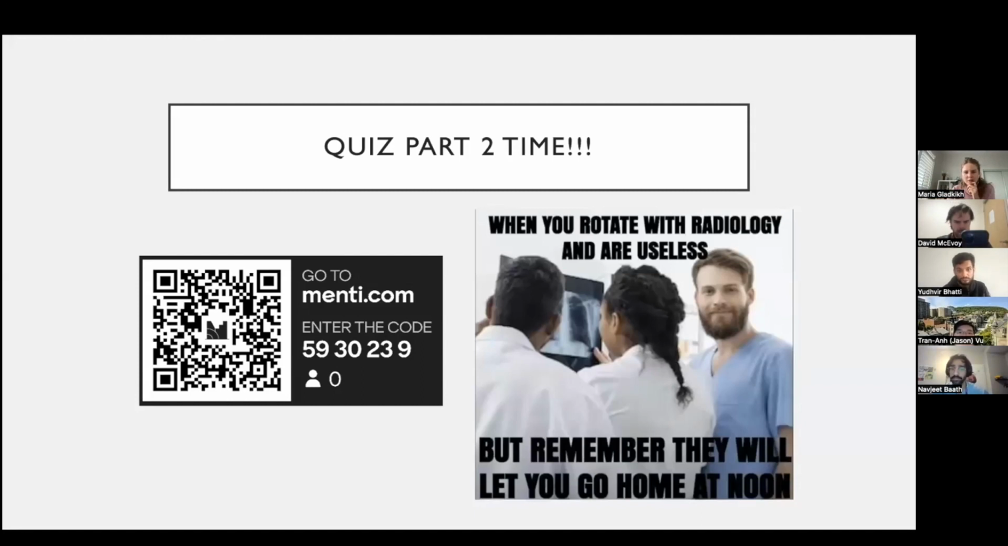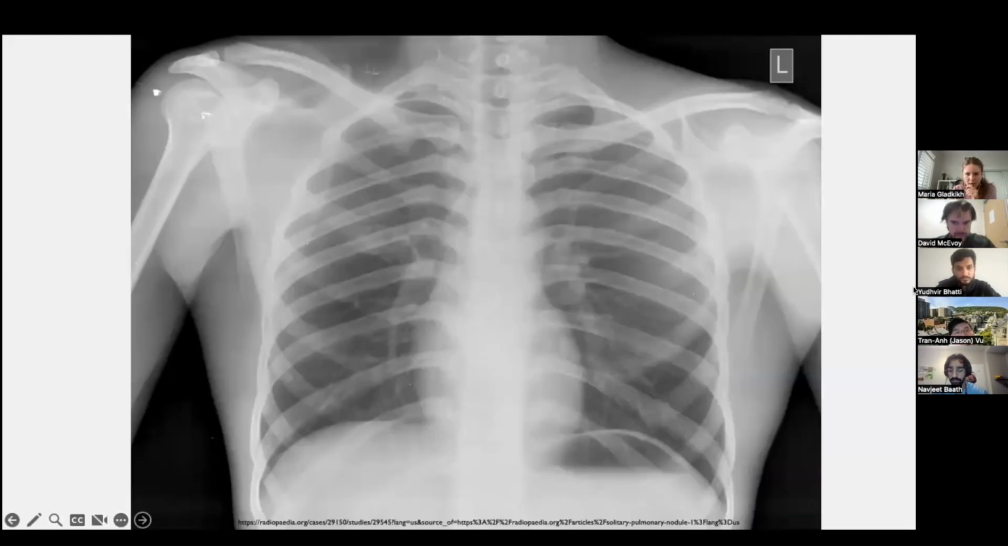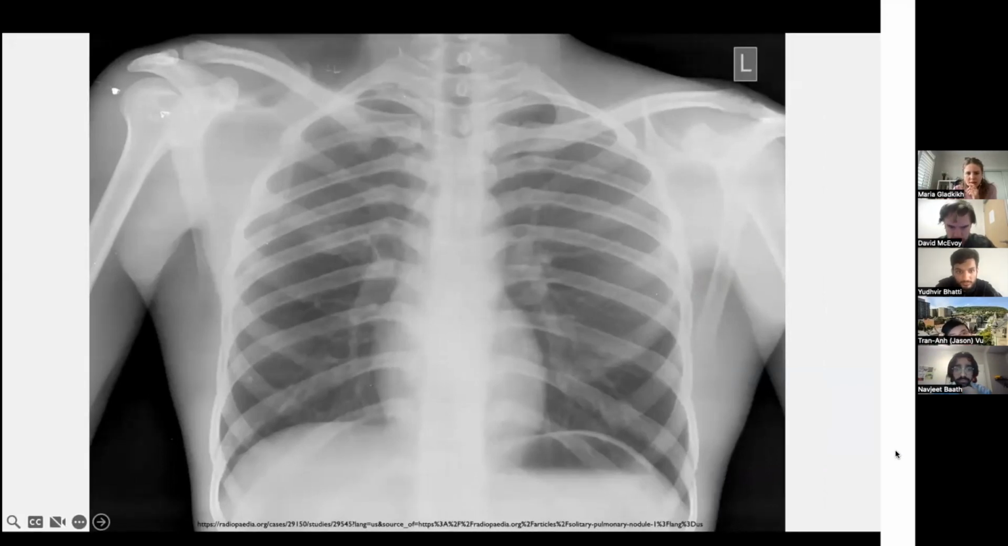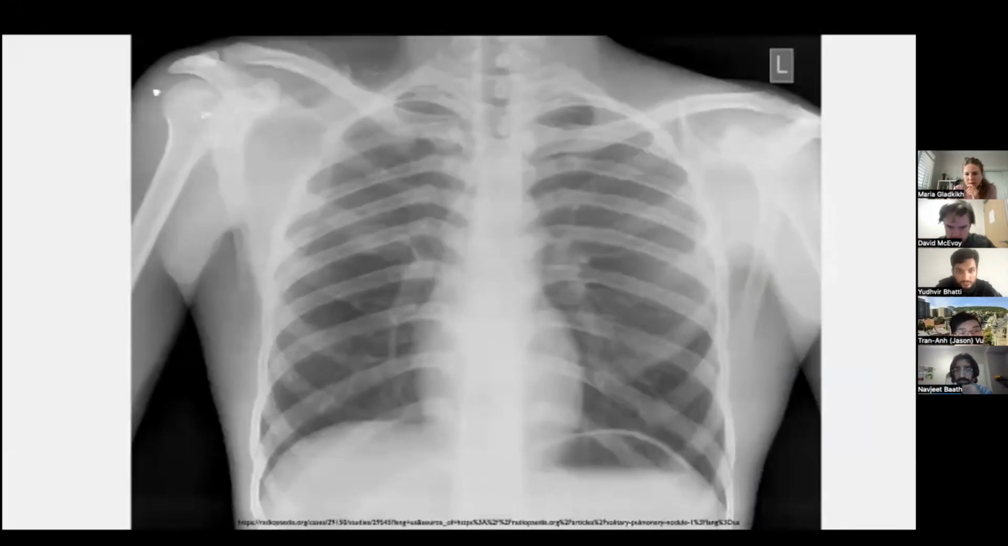It's just the same link. So I'm going to show you some more cases, and this is mostly to see if you guys can localize the lesion, not necessarily nodules, but lesions overall. Okay. One second. Let me just make sure the quiz is back working. Okay. Where is the abnormality? Are you guys able to use Menti still? Yes, we are. Okay, perfect. Take your time.